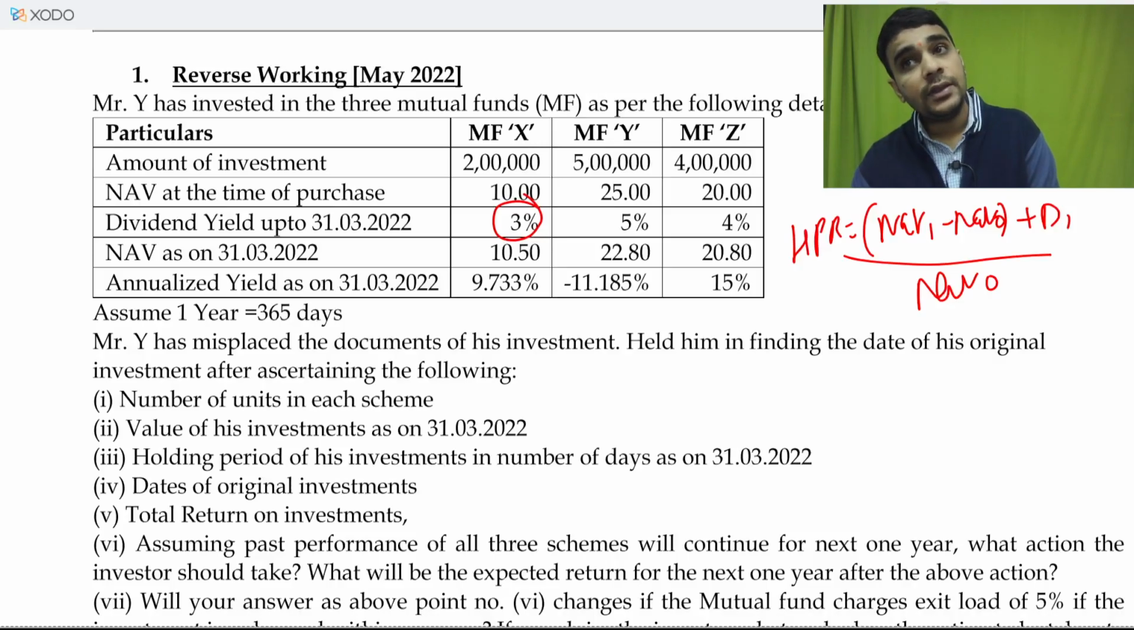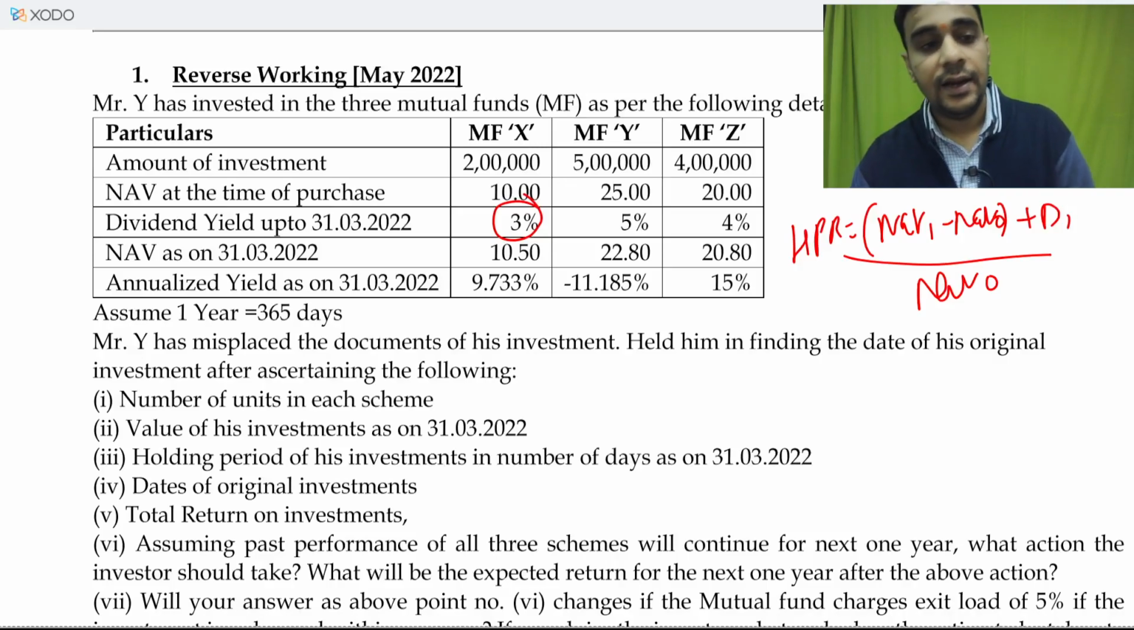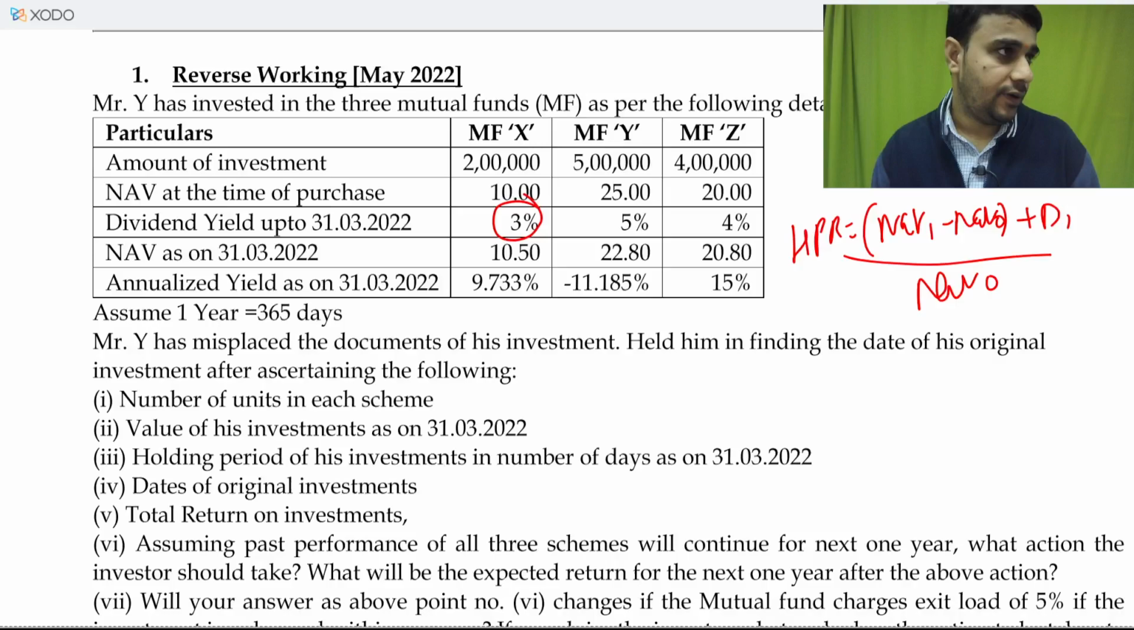If you apply it on the market price, or on the NAV of the fund, then that is called the dividend yield. Dividend yield is on the market price. Dividend rate is on the face value. Let's calculate this.